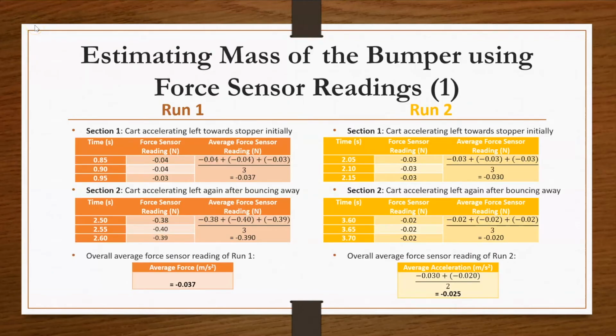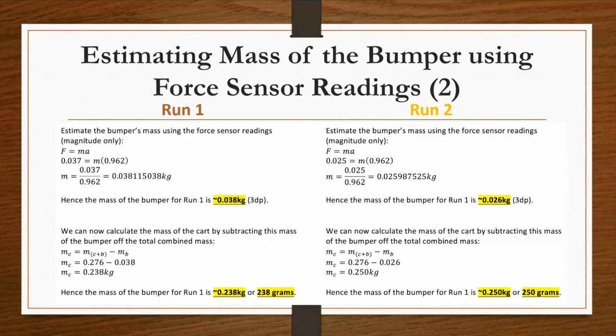Here we have selected appropriate sections of the data again in order to calculate the average force applied by the bumper to the cart, as detected by the force sensor. After calculations, we decided to exclude the force readings in Run 1 Section 2, as the readings were much higher than expected, and this may be due to the magnetic bumper and stopper repelling each other, producing a greater combined force. We then used the average force readings to estimate the mass of the bumper and the cart, and we obtained slightly different values for Runs 1 and 2. But what we can conclude here was that the mass of the bumper was around 30 grams and the mass of the cart itself was around 240 to 250 grams.